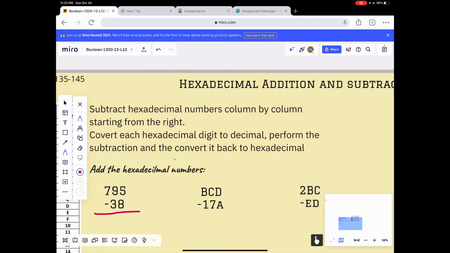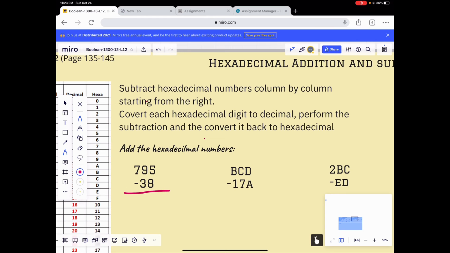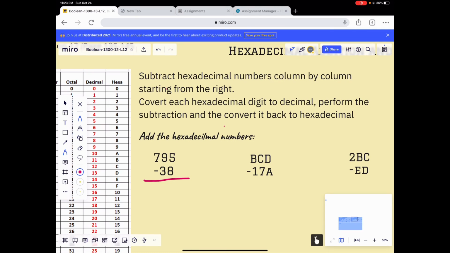Next is to do the subtraction of hexadecimal. Basically, you do the same thing. Make sure that you line them up correctly and work from the right to the left. Make sure that you convert each hexadecimal digit to decimal, and then you do the subtraction. After that, you can convert back to hexadecimal.